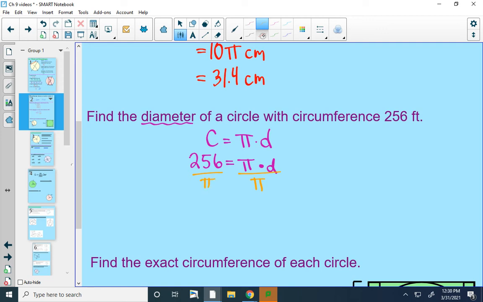And again, if we were asked to find an exact answer, I could just leave it as 256 divided by pi. That's the exact answer. If we wanted a decimal approximation, I would throw that in a calculator, and that's about 81.5. And my unit on that is feet.